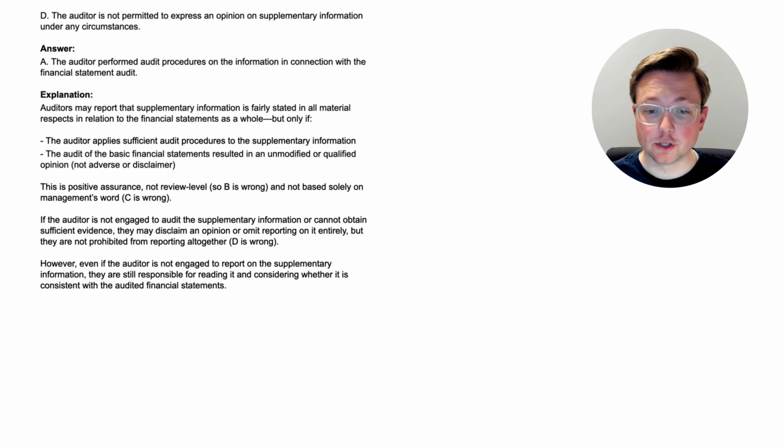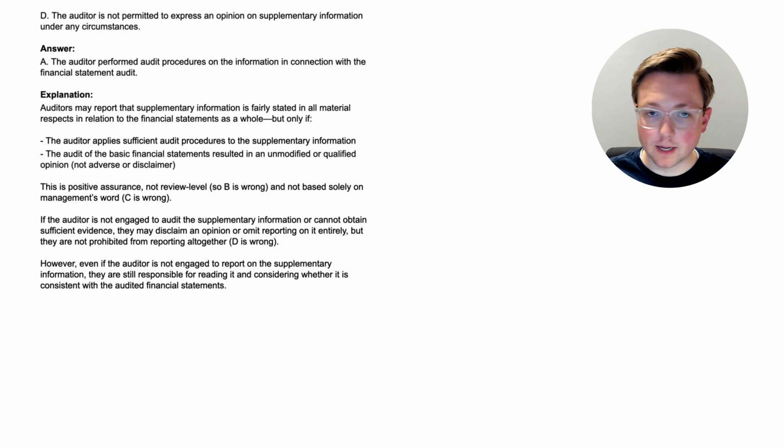So this is positive assurance. That's the kind of thing that they're doing here. So it's not review level, so that would make B wrong. And it's not based solely on management's word, so that would have made C wrong. If the auditor is not engaged to audit the supplementary information or cannot obtain sufficient evidence, they may disclaim an opinion or omit reporting on it entirely, but they are not prohibited from reporting altogether, which would have made D wrong.